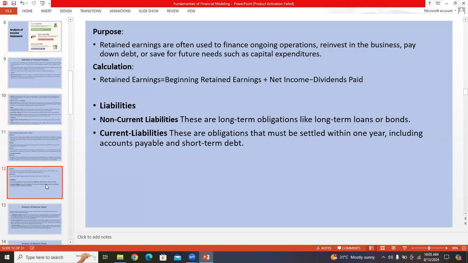Next, we have liabilities. We understand that there are two types of liabilities, current liabilities and non-current liabilities. If we look at non-current liabilities, these are the long-term obligations like long-term loans or bonds. If we look at current liabilities, these are the obligations that must be settled within one year. Yes, we have one-year obligations such as accounts payable or short-term debts, or we can pay off the short-term portion of a loan.